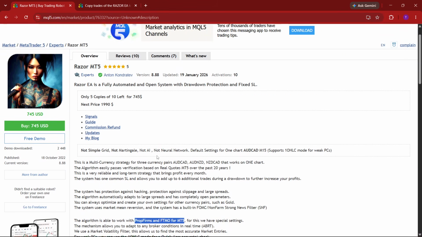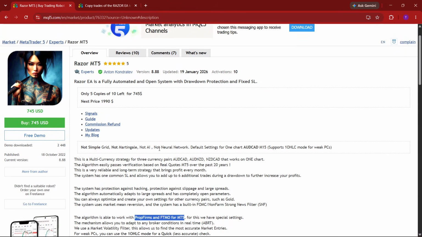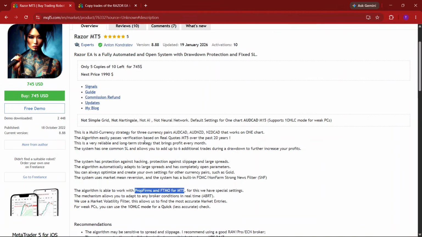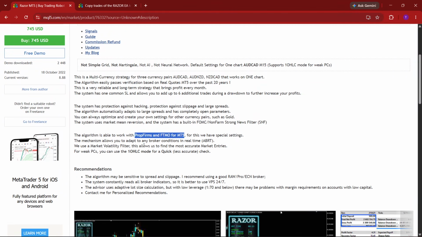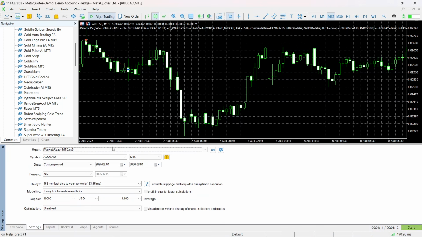Now that's the developer story in a nutshell. Mean reversion multi-pair scalper. It can scale into a limited number of extra positions when needed, with fixed stop loss protection and news filtering, marketed as reliable enough for long-term use and prop firm friendly. Now, alright, let's talk about what I actually saw in the backtest when I ran it myself.